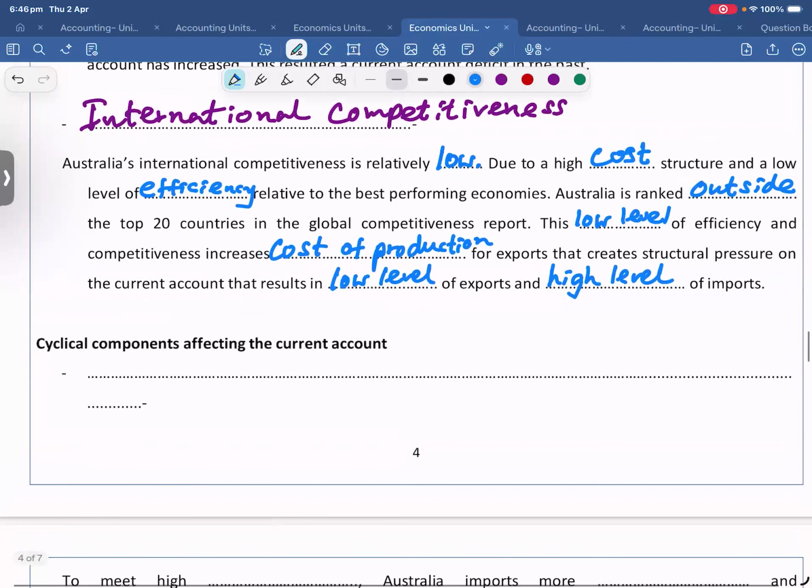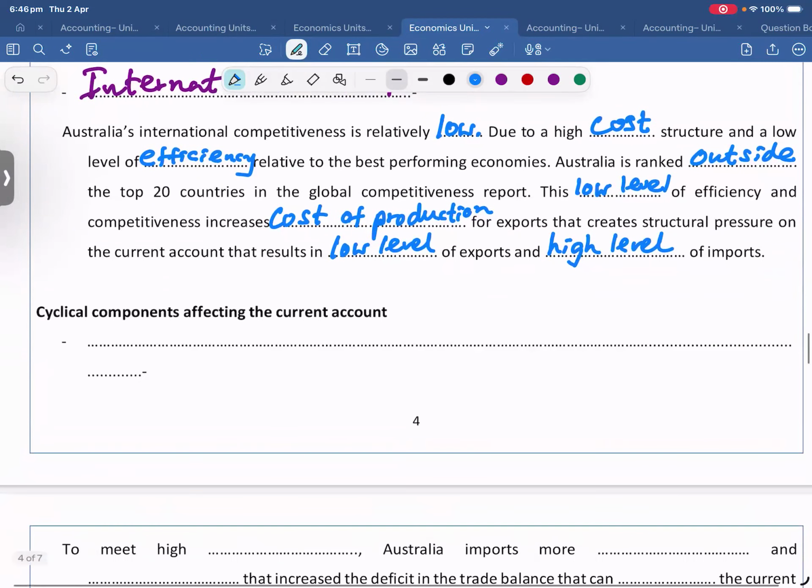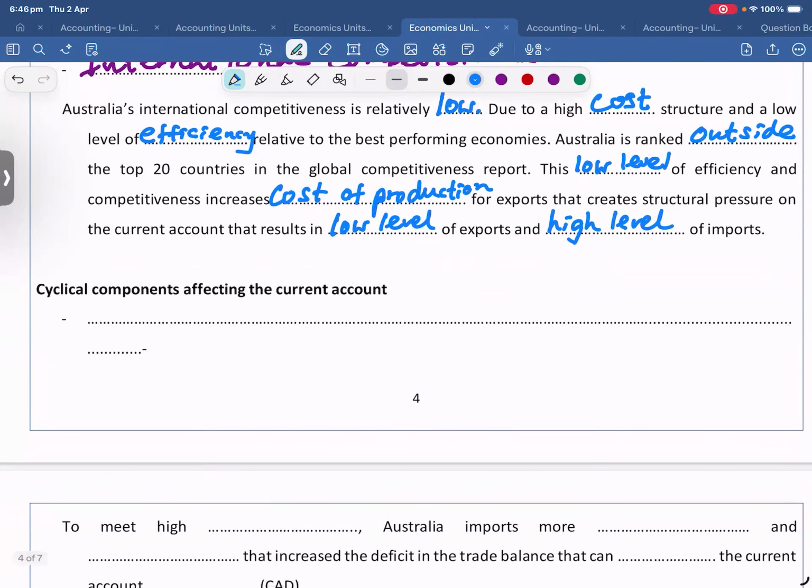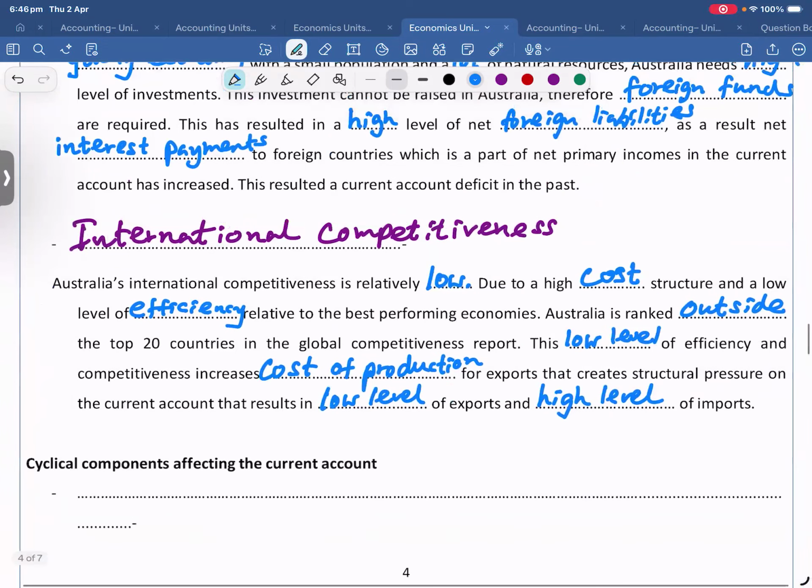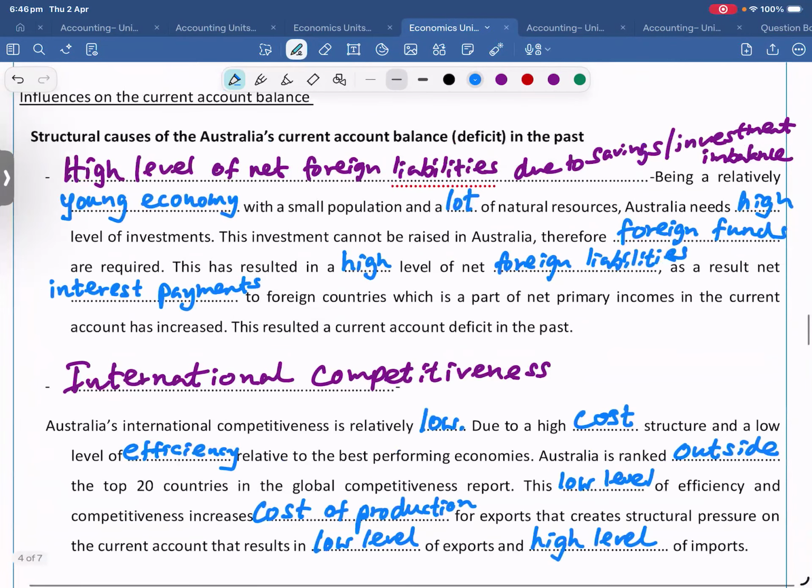Next one, guys, cyclical components affecting the current account, or the current account deficit.